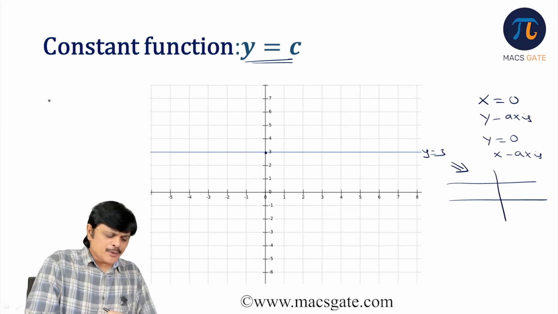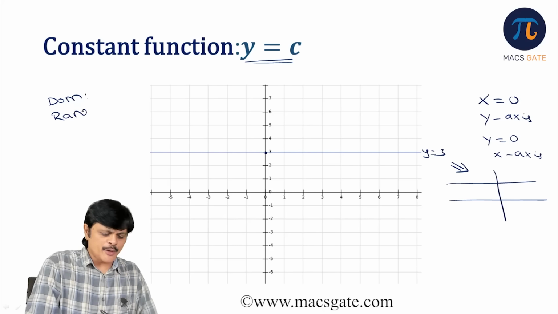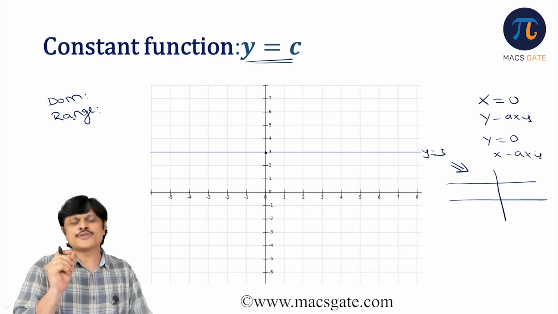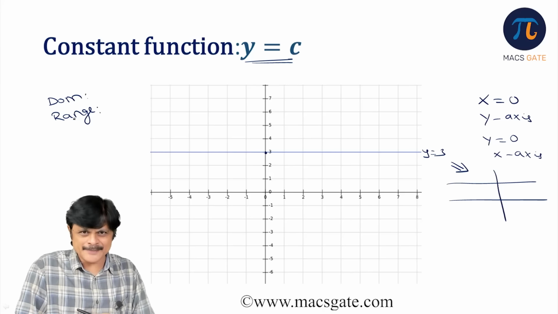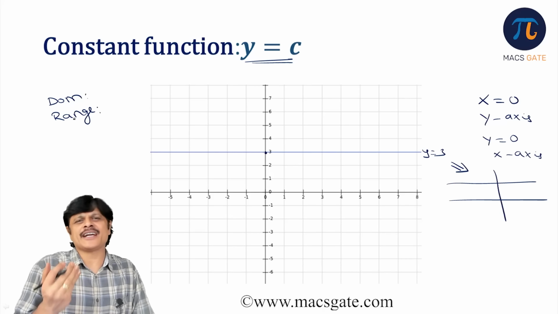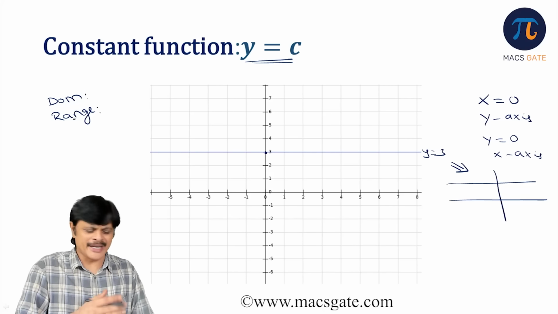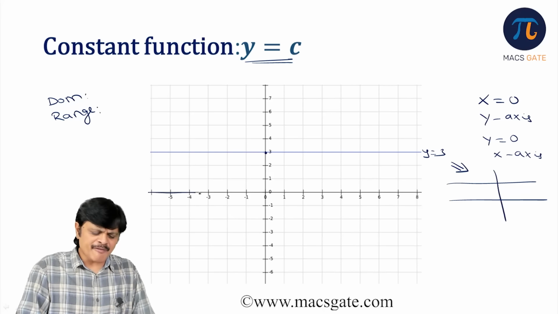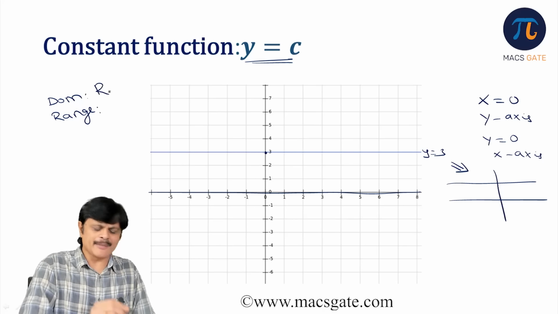Now one needs to understand what the domain of the function is and what the range is also. Domain means for what values of x the function is defined, and range means what values the function can take. That is, the set of all images is what is called the range. So the domain is all real values of x. So the domain is the real number system.